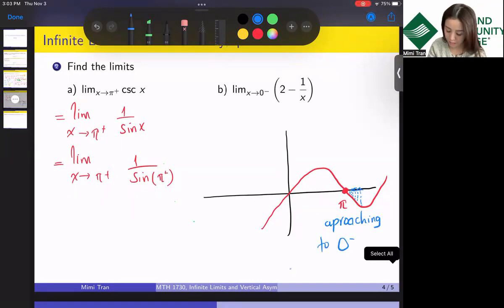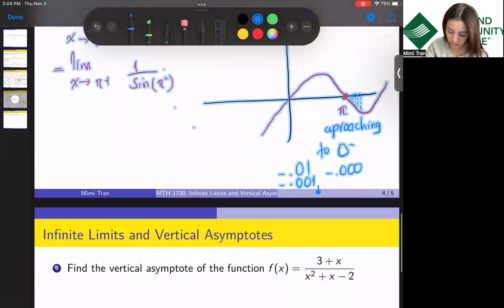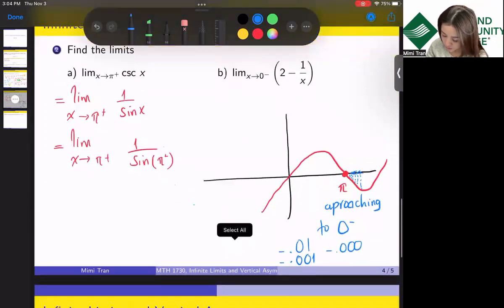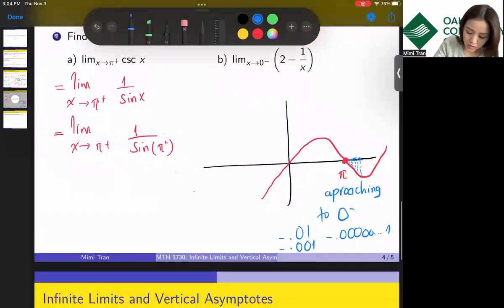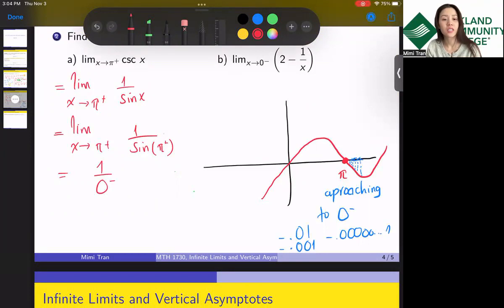Meaning negative 0.01. If you want to get closer and closer to 0, that means negative 0.001. Closer to 0 still, negative 0.0000 and so on, 1, right? So some negative number that is very close to 0. We call that 0 from the left. So this is equal to 1 over 0 from the left. Well, what's 1 divided by 0 from the left?